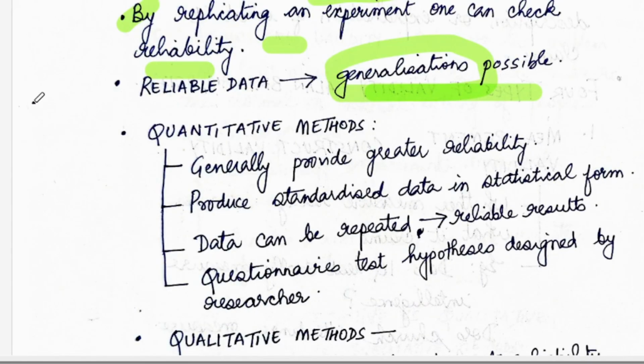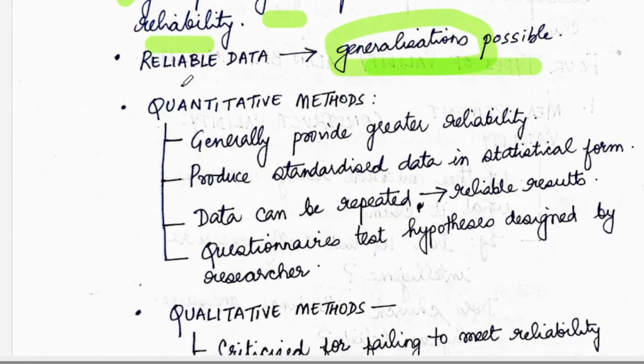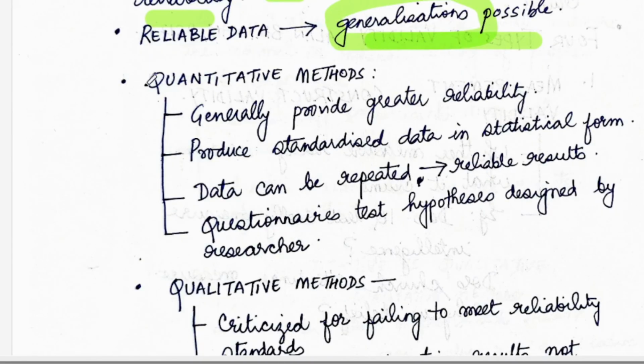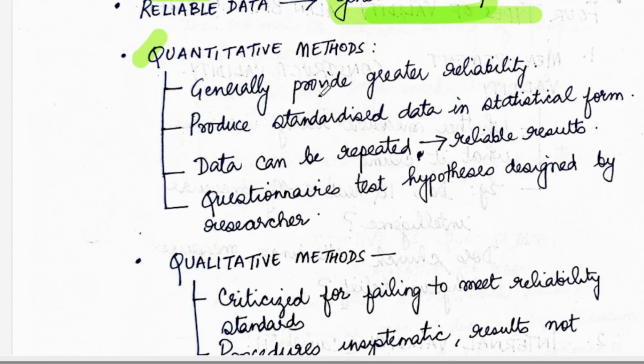So Durkheim's study on suicide, for instance, used reliable statistics to generalize about social integration and suicide rates. Now we come to quantitative methods and reliability. They generally provide greater reliability. Why? Because they use standardized questions, fixed response options, and statistical techniques.